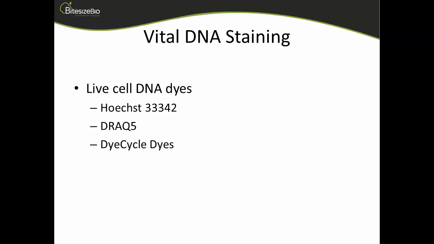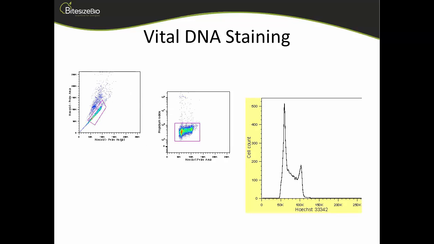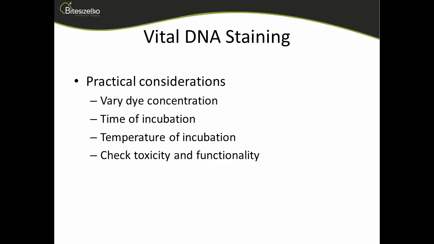And with all of these dyes, though, the workflow is very similar. We can use the same sort of histograms. We can use a pulse height, pulse area plot to exclude our doublets or include our singlet cells. We can exclude dead cells, and we can get a histogram very similar to the ones we just saw in propidium iodide. However, in terms of practical considerations, it's a little bit trickier.